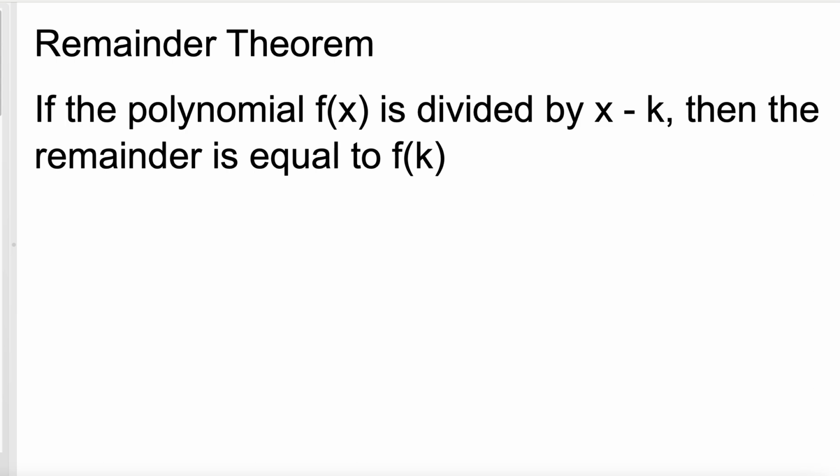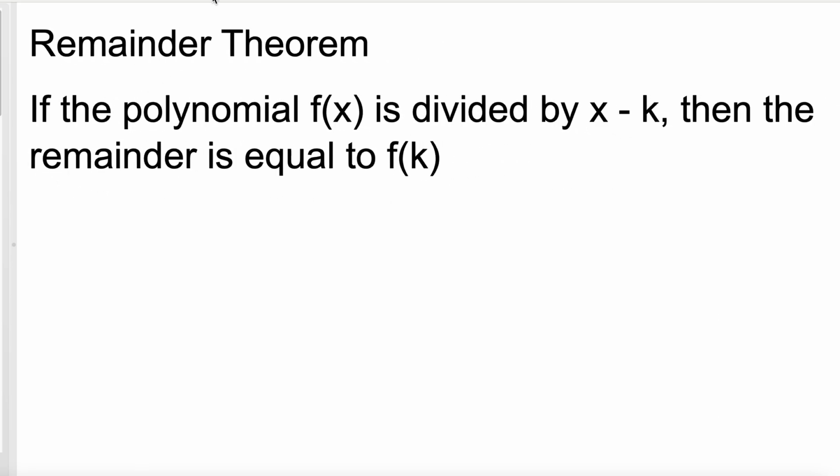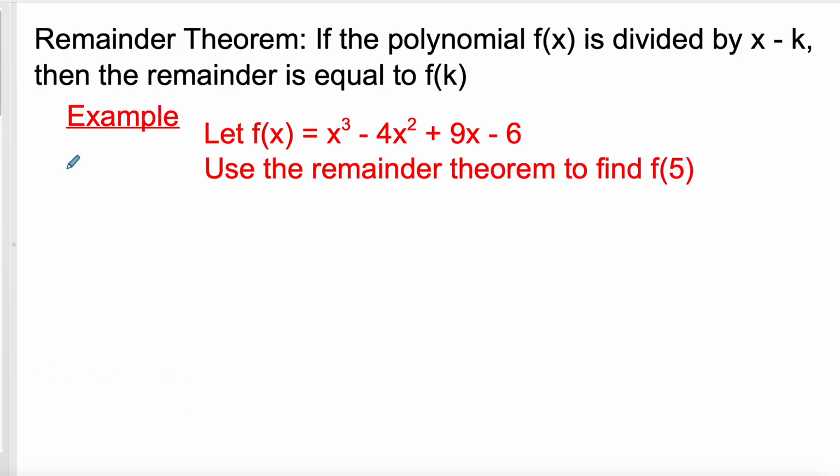Our remainder theorem says that if you have some polynomial and you divide it by some x minus h, then the remainder is going to be what f of that k value is going to be. That's essentially saying that if I were to plug in and evaluate, you're still going to get that same thing. So let's take a look at a problem here.